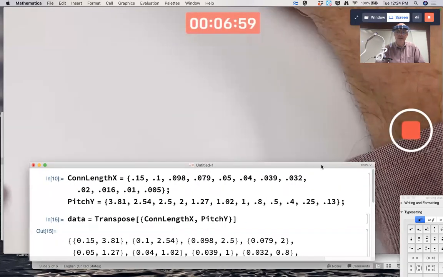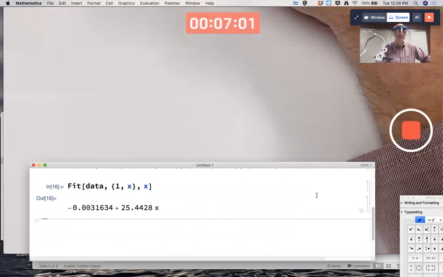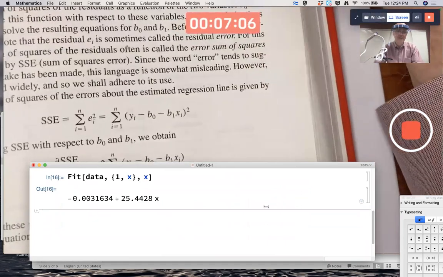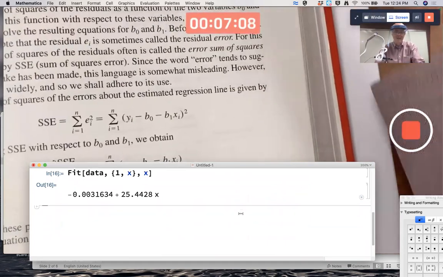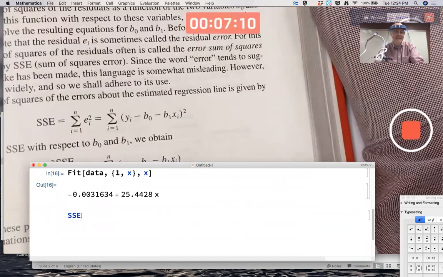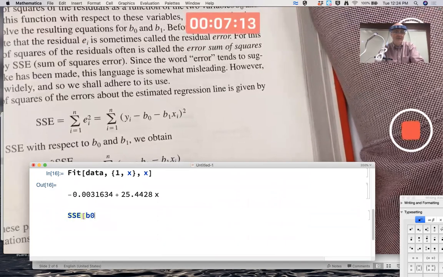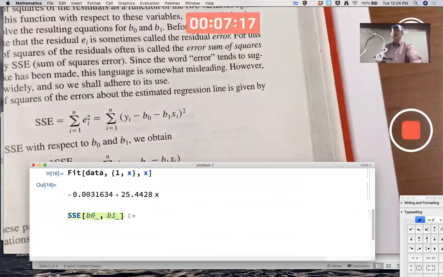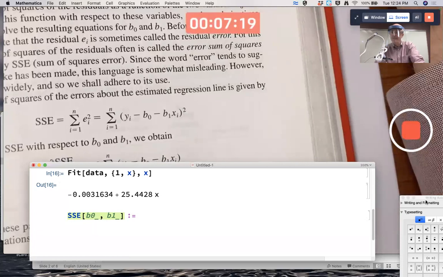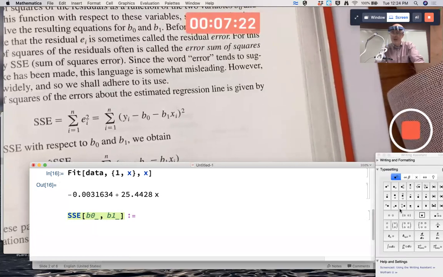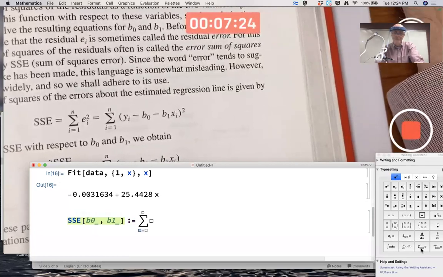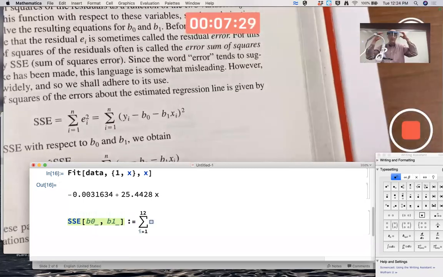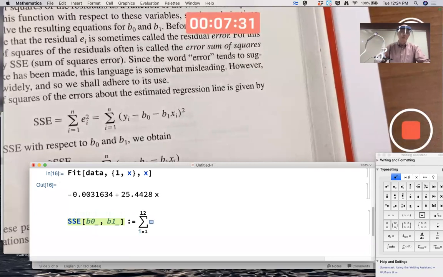So here's the Mathematica, and then we'll go back and show you the book here as well. SSE formula right there. And now I'm going to essentially try to type that into Mathematica. How? Well, I could go SSE. It's a function of B0 and B1, the unknown intercept and the unknown slope that I'd like to find. It's the summation. Go ahead and press the summation button. i goes from 1 to 12, the length of the number of data points here. n is 12.